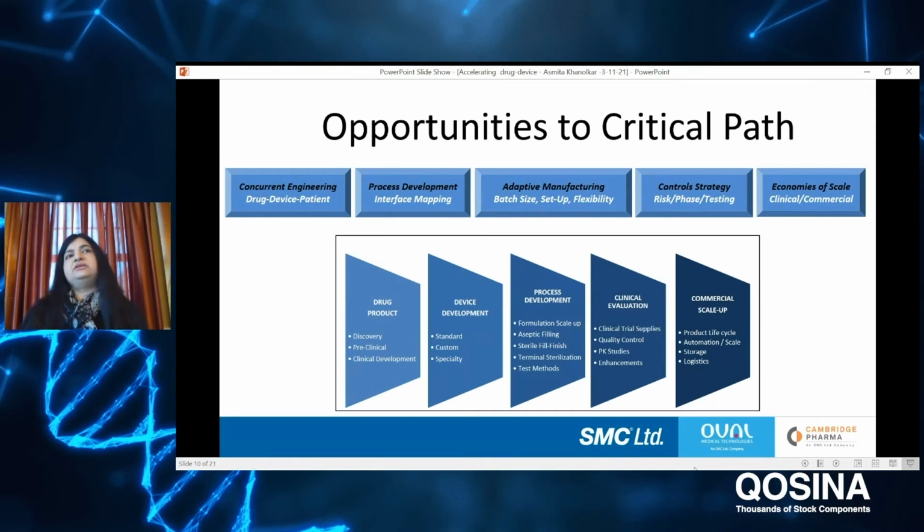Control strategy is the next item that is key, and we'll be talking a little bit about that and how that fits in with minimizing risks and making sure that we have the patient input on that as well.